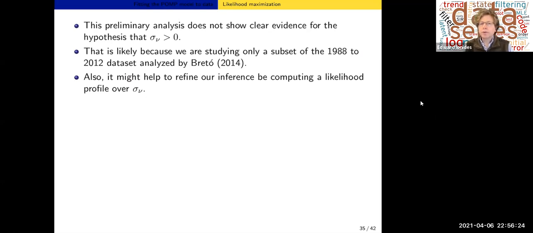You could compute a likelihood profile over sigma nu, but in this case, the kind of poor man's profile from looking at the scatter plot suggests you're quite unlikely to find curvature over sigma nu if you calculated that profile.